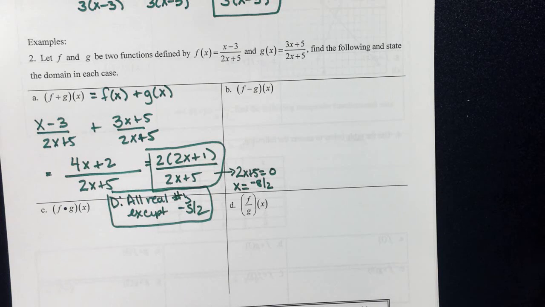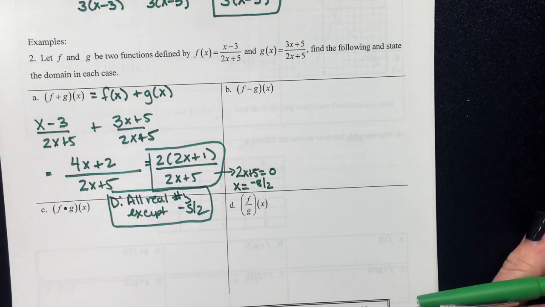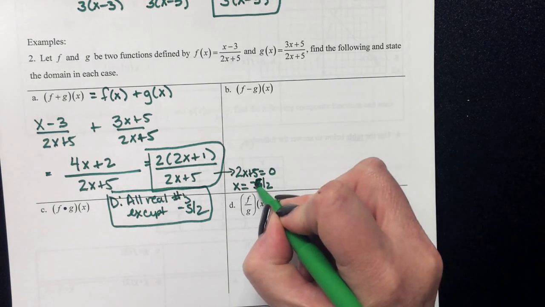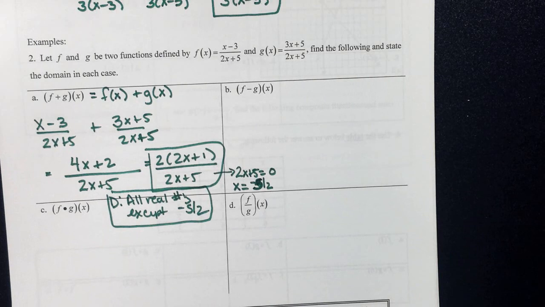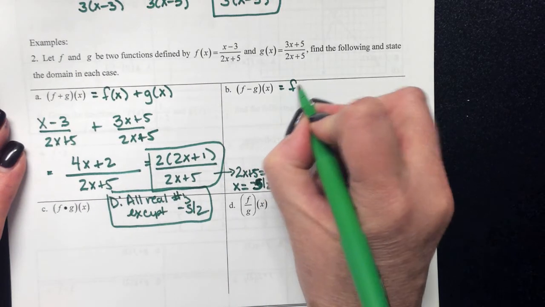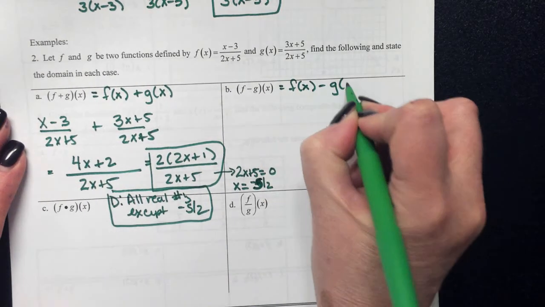So any questions on adding? That's a negative 5. I'm sorry, my pen just kind of slipped. It's a 5 right there. So if you subtract, again, f minus g of x is equivalent to writing f of x minus g of x.